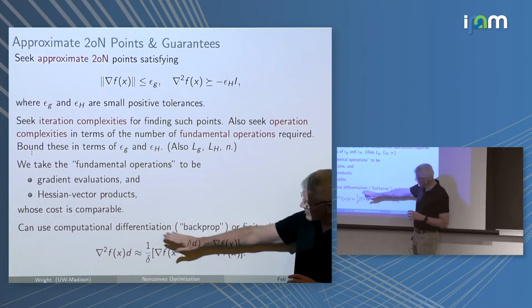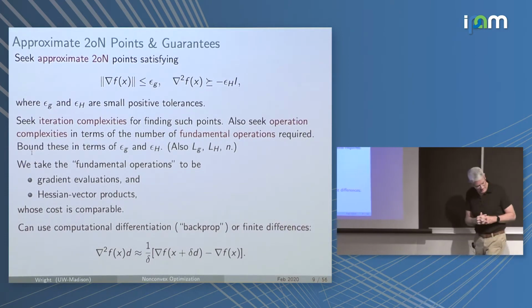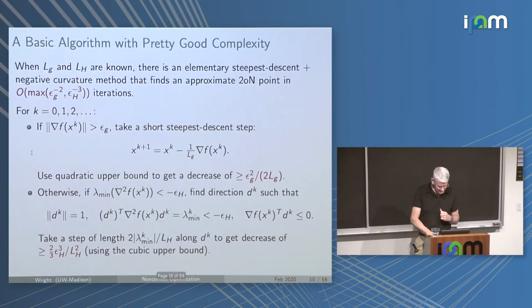What we used to call computational differentiation or automatic differentiation is called backprop by the people that do neural nets, but it's really sort of the same thing.